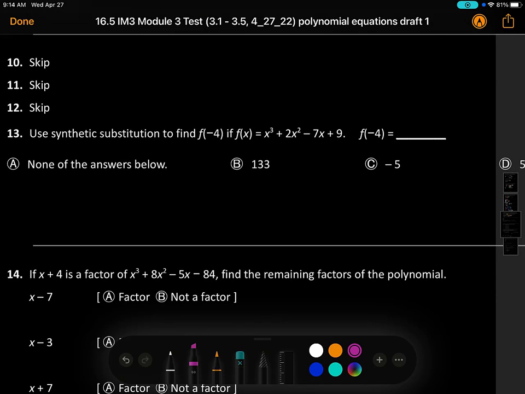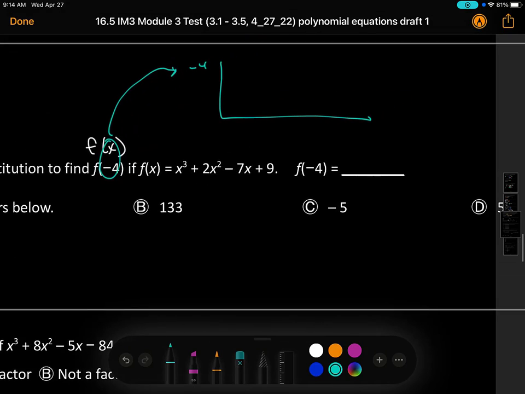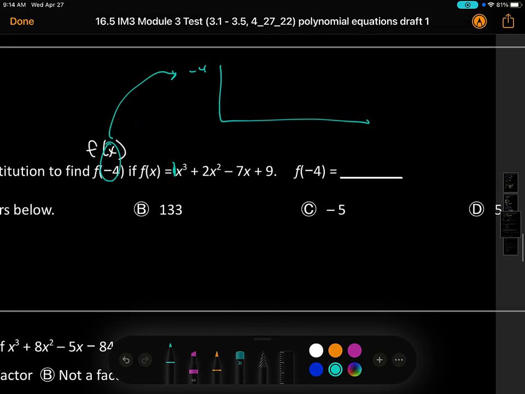Okay, use synthetic substitution to find this answer. Alright, synthetic substitution is basically synthetic division. So, pay attention, x is equal to negative 4. And then I'm going to take the coefficients, 1, 2, negative 7, 9. There's nothing missing there. And what I mean by that, there's no descending. Right, there's a 3, 2, 1, this x to 0.